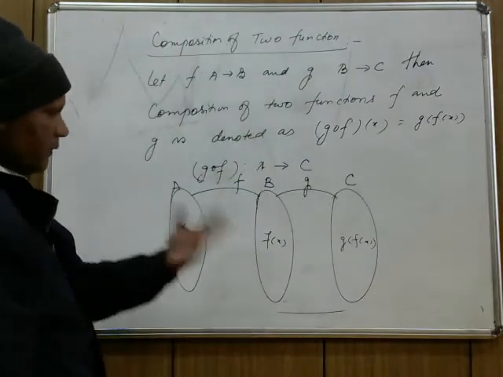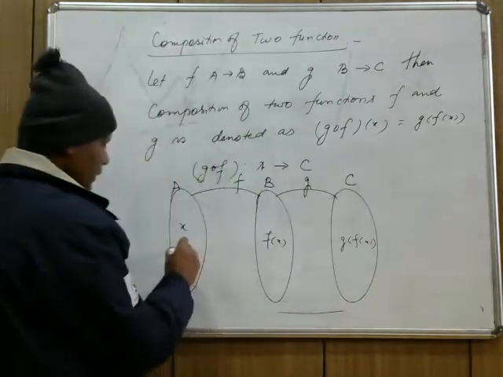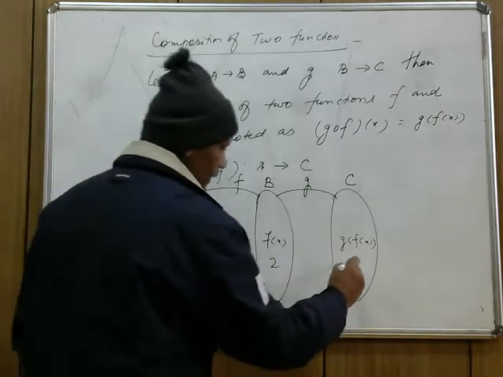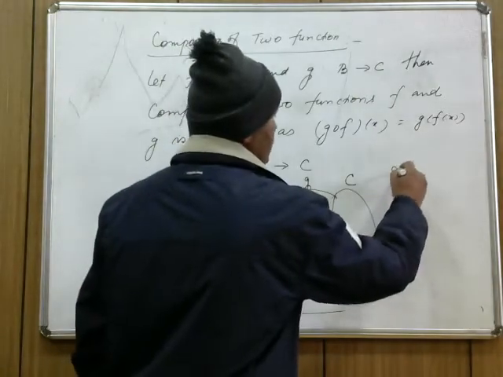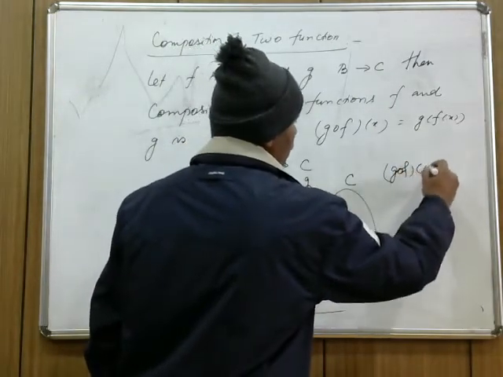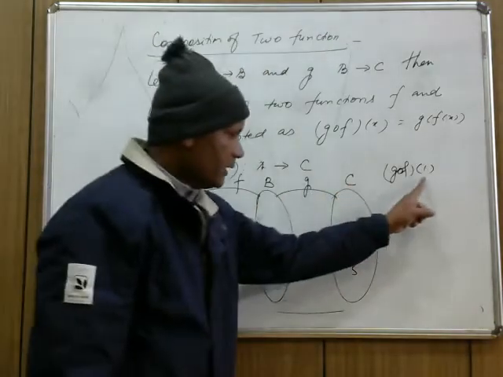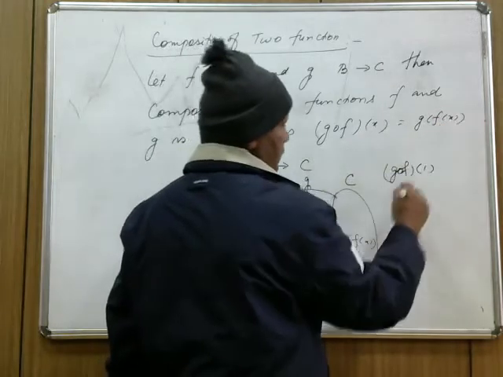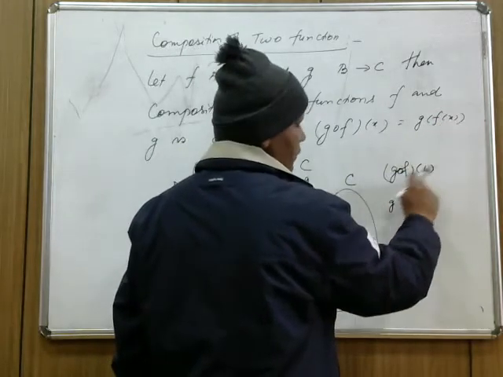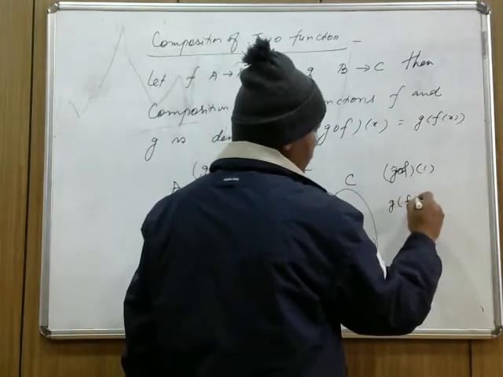Right? If I take another example, if I take here 1, here 2, here 3, and now if I ask to find g of f of 1, you find out. Because see now, we have written g of f of x is equal to g of f of x. So according to definition, g of f of 1 is equal to g of f of 1.